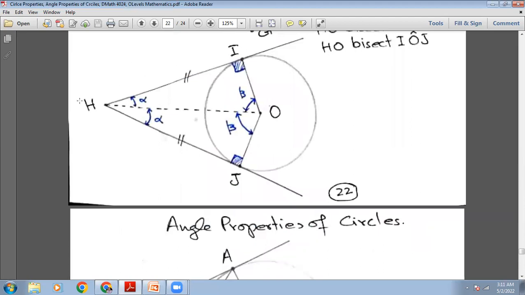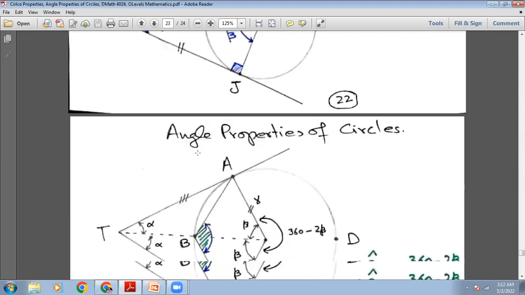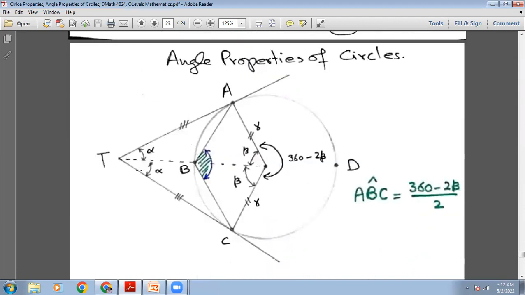Here you can see the external point is H, and I have joined it with O. This tangent and this tangent are equal in length. This dotted line will bisect the angle here, and it will divide this angle into two equal parts. This angle is also divided into two equal parts. So here, if this angle is 2 beta, this angle will be 360 minus 2 beta. The angle at this portion will be half of this angle.